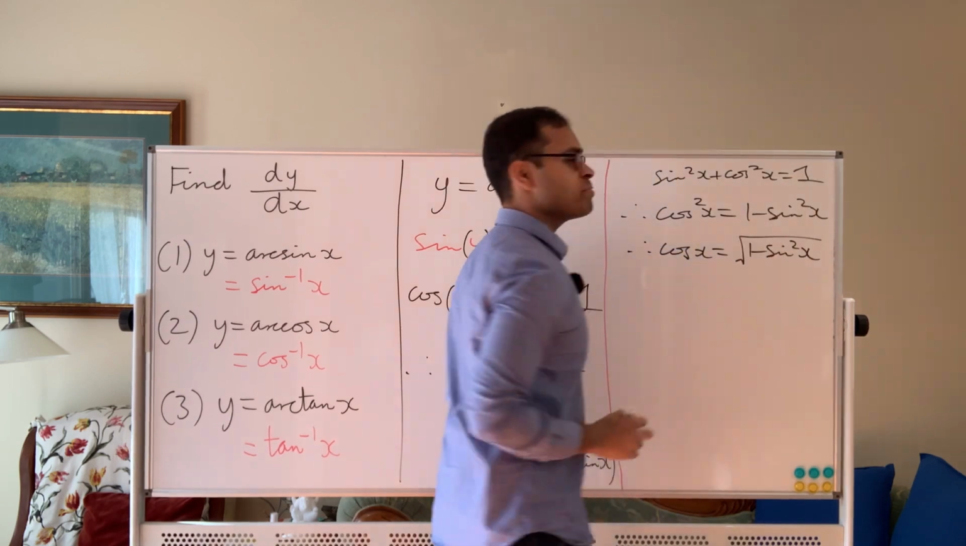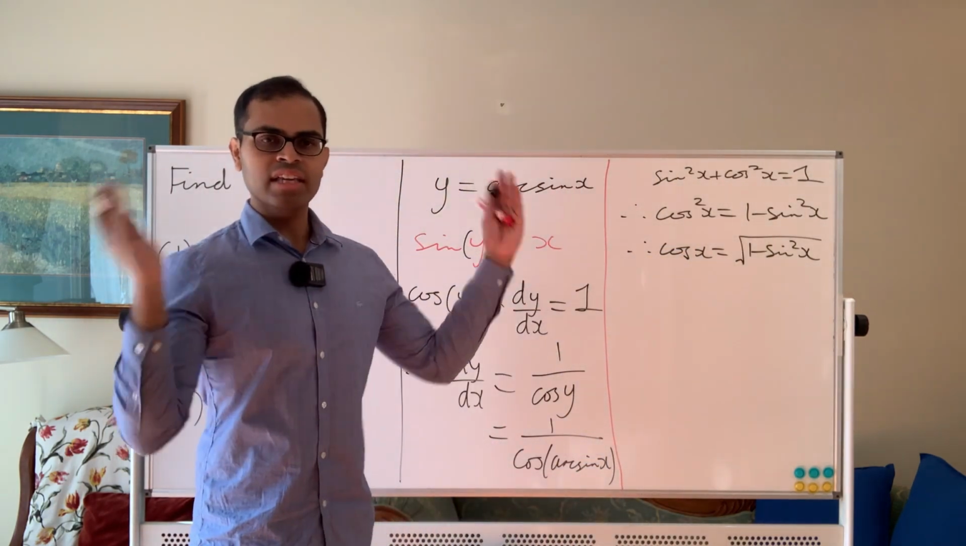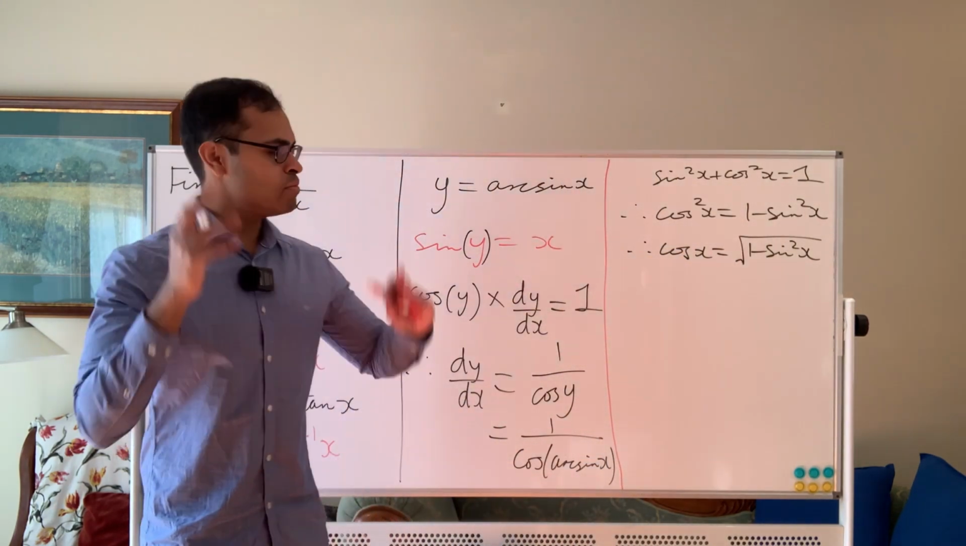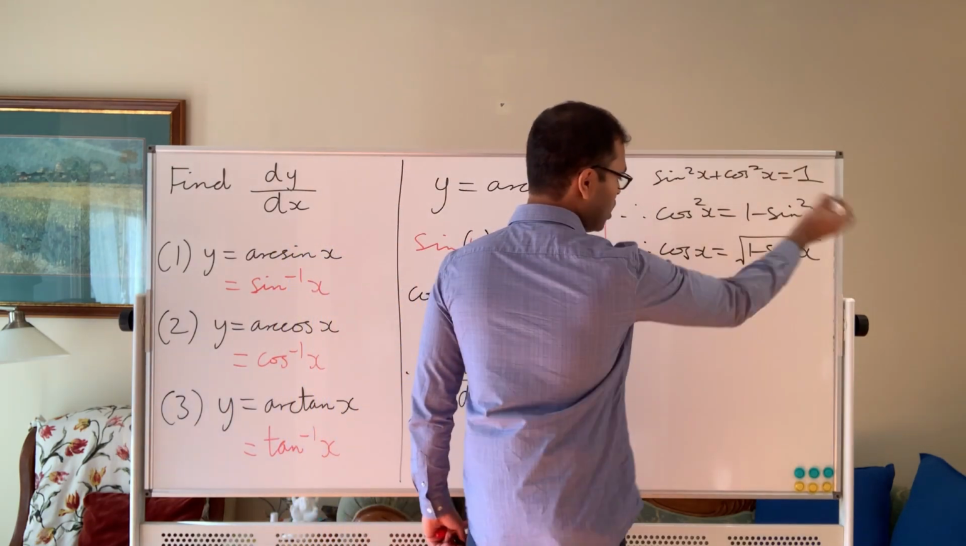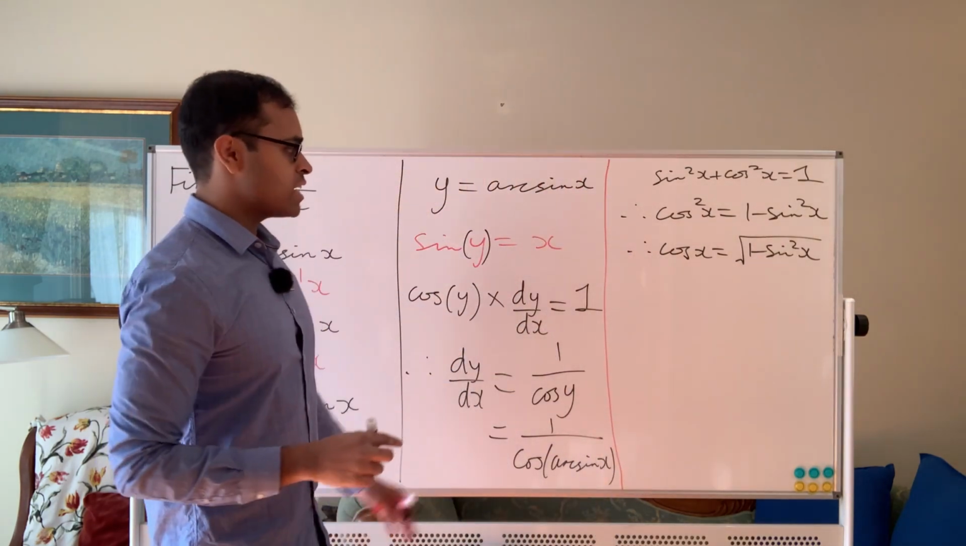And check out my video on the Pythagorean theorem. I explain it really clearly, a proof of it. If you haven't seen that before, I really love the proof. So check it out. It's a beautiful geometric proof, very creative. So cosine x is going to be root 1 minus sine squared x.